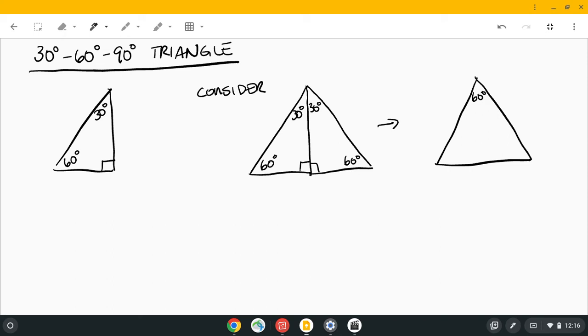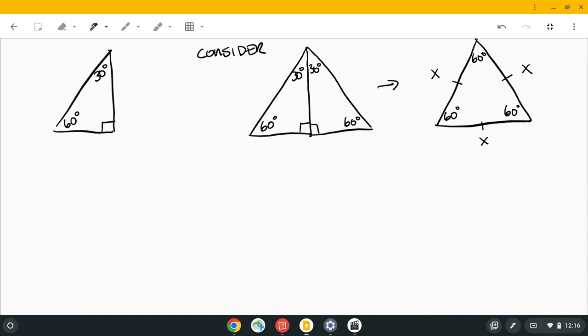60, 60, 60. All of the angles are congruent, okay? And so what happens is, suppose that I let this side be x. Well, we know that this is an equilateral triangle, so this side is also x, and this side is also x, right? Okay, so then now, what I'm going to do is I'm going to go ahead and cut this in half.